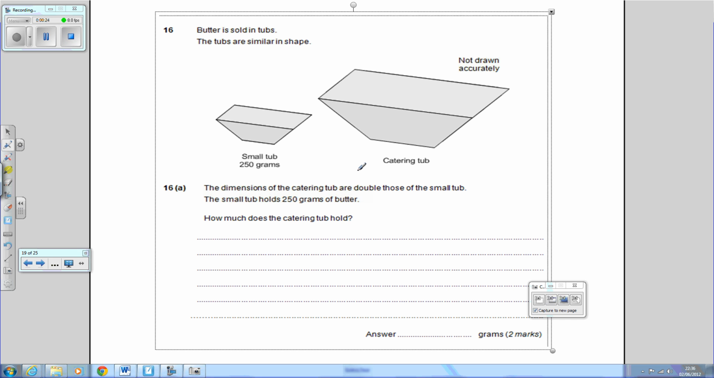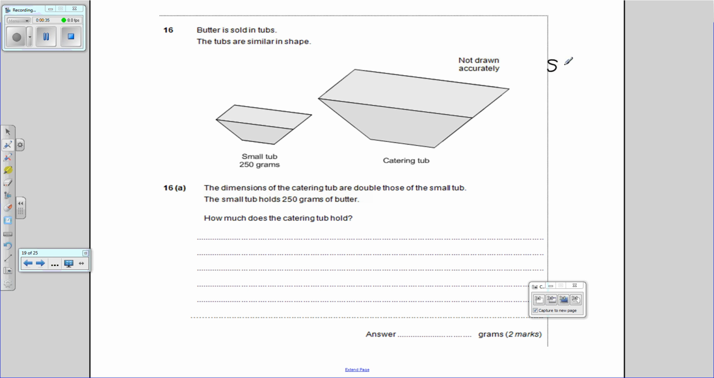That doesn't mean, though, that the areas and the volumes get multiplied by the same. They don't. Before we look at this question, remember that scale factors are always to do with lengths. If we times all the lengths of something by 2, the area wouldn't get times by 2, it would get times by 4. The volume would get times by 8.